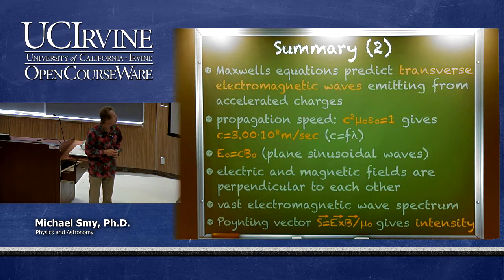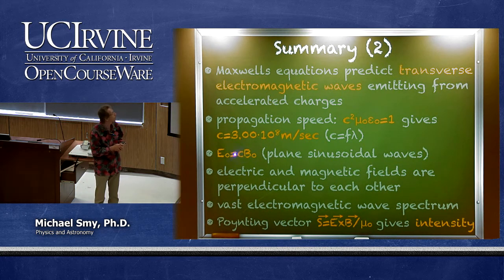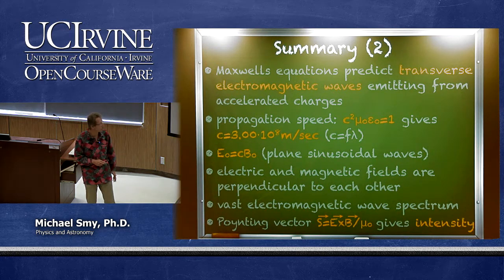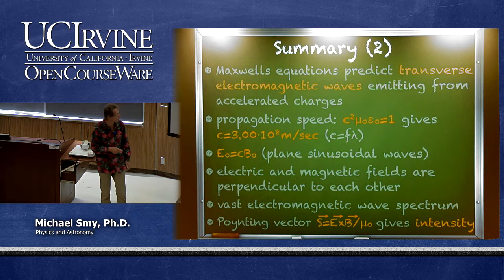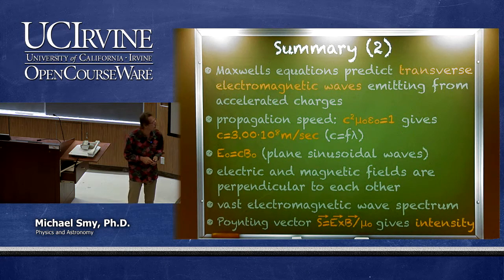For plane sinusoidal electromagnetic waves, one can relate the electric amplitude E naught to the magnetic amplitude B naught by the speed of light. And electric and magnetic fields are perpendicular to each other and perpendicular to the direction of propagation, which means that electromagnetic waves are transverse waves. There is a very large electromagnetic wave spectrum, meaning many different frequencies or wavelengths. One can define a Poynting vector, which is the cross product of electric and magnetic field over mu naught, and that gives the intensity of the electromagnetic wave.